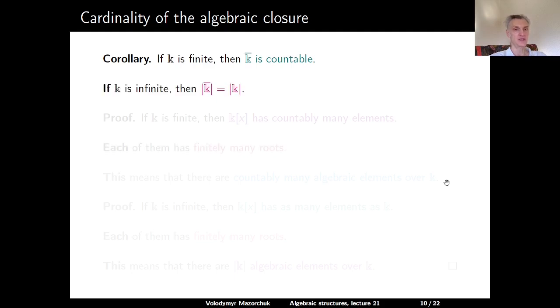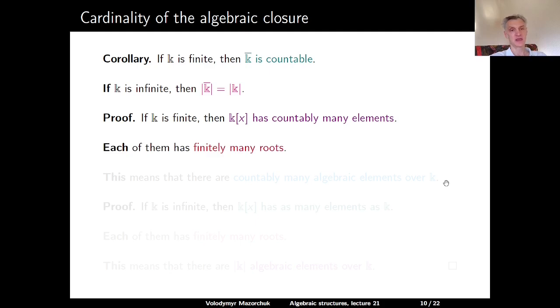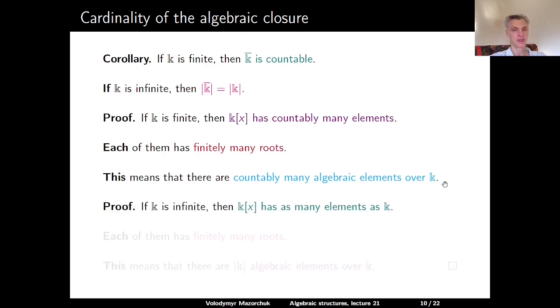If K is infinite, then the cardinality of the algebraic closure is equal to the cardinality of K. Proof: if K is finite, then the ring of all polynomials with coefficients in K has countably many elements. Each of these elements has finitely many roots, and this means that there are countably many algebraic elements over K. This gives us the first part.